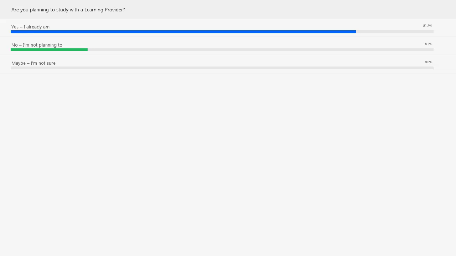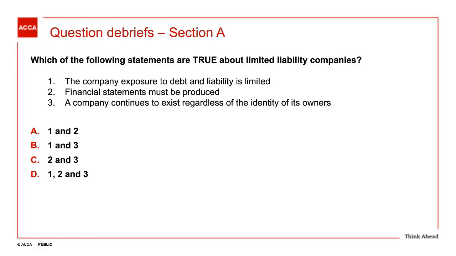Okay, good. Let's get into, from my perspective, the most interesting and exciting part of this session, the bit that I've been looking forward to the most. This is just for us to have a chat through and debrief some questions. I mentioned before that I'd have some narrative ones to discuss, then some calculation ones to discuss from section A, and then I want to have a look at a section B question as well.